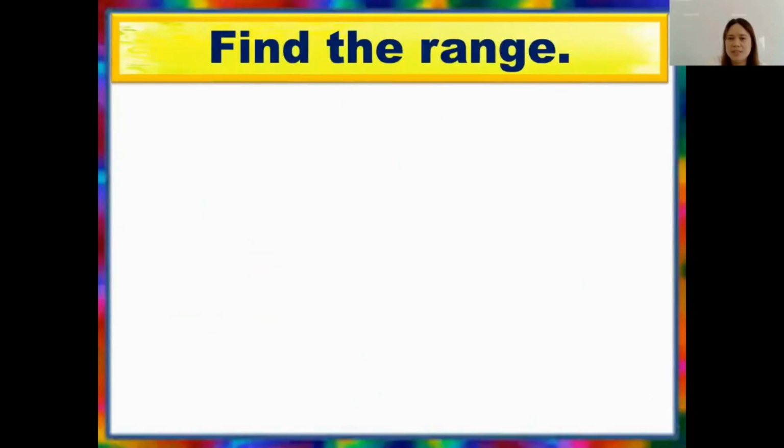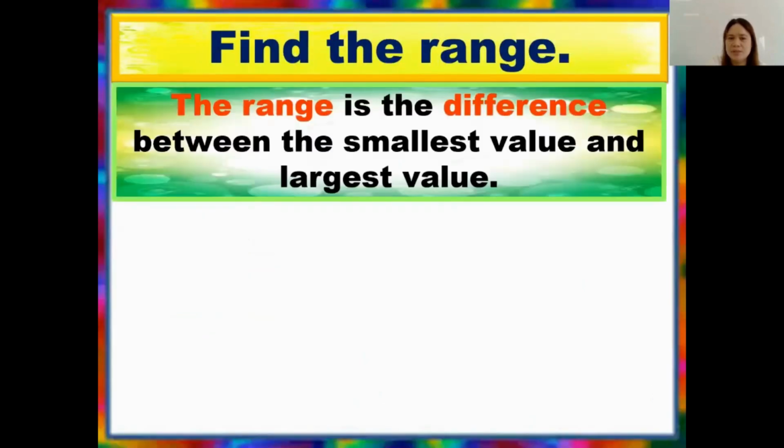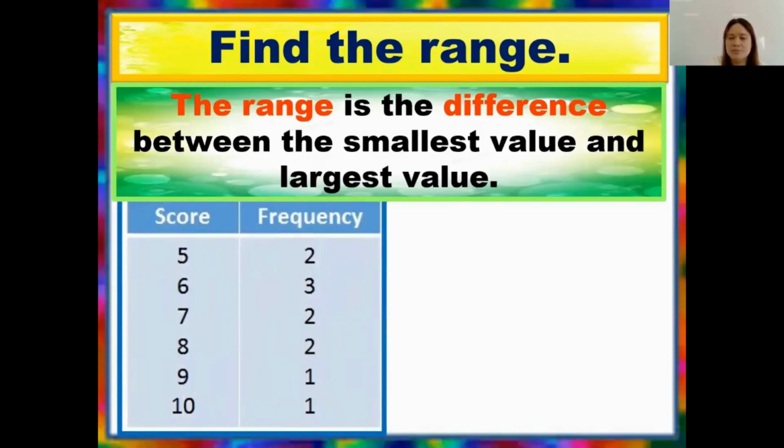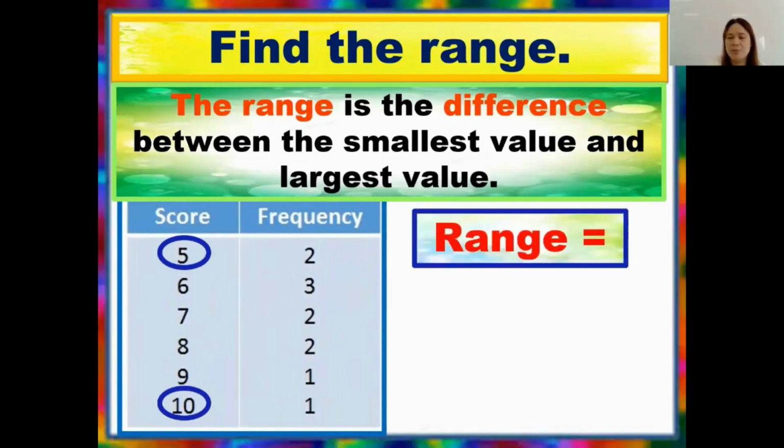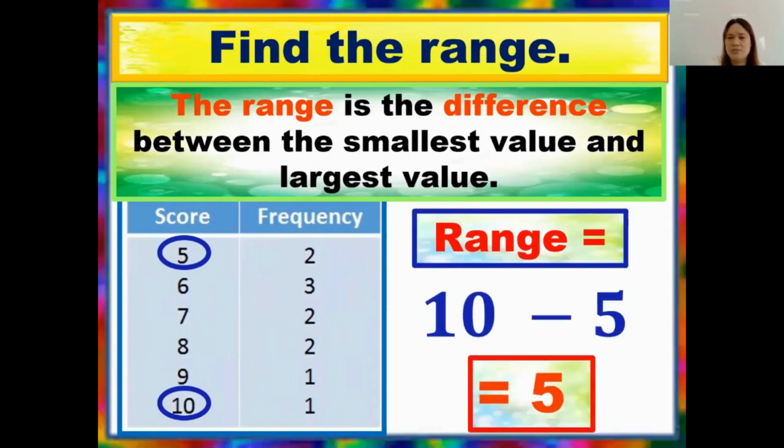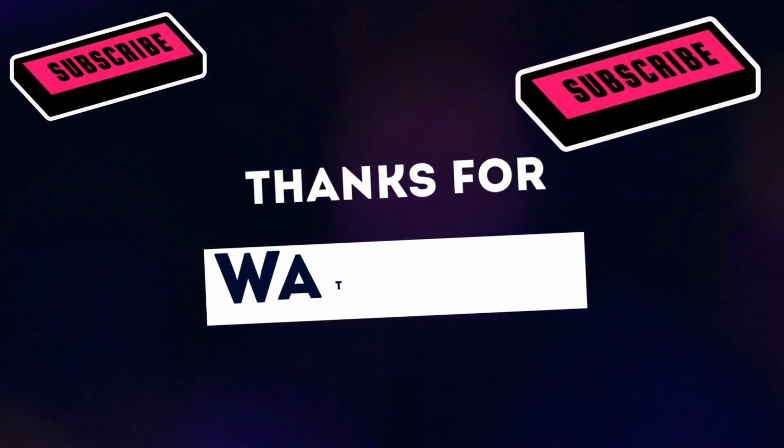And for the range, it's easy again to find the range because the range is the difference between the smallest and the largest value. So the smallest value is 5 and the highest value is 10. We just simply subtract them and we get an answer which is 5. So the range in this data is 5.